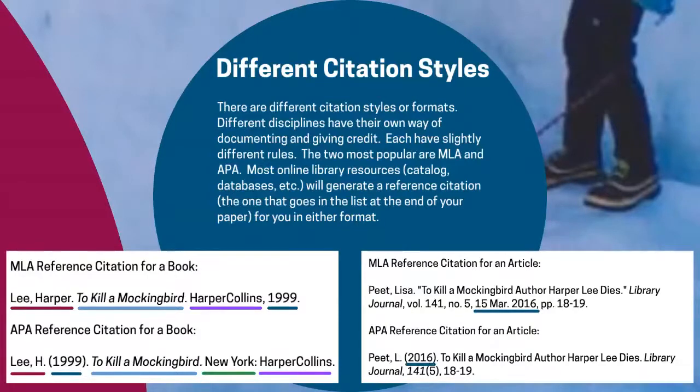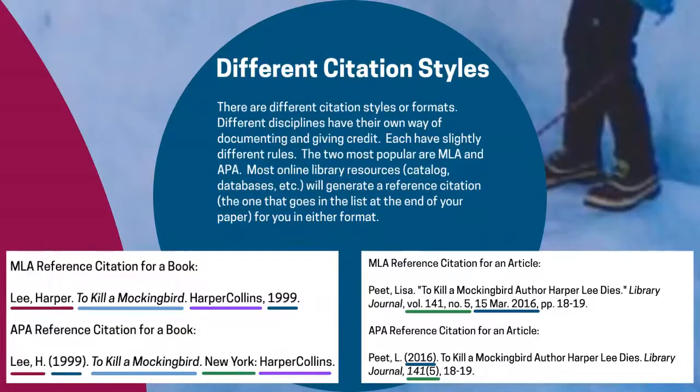So for example, the date. For a journal article, MLA wants month, day, and year. APA is fine just having the year. When it comes to the volume and issue information, MLA wants VOL for volume, NO for number. APA doesn't want that. They just want numbers, but they want the volume italicized and they want the number in parentheses.